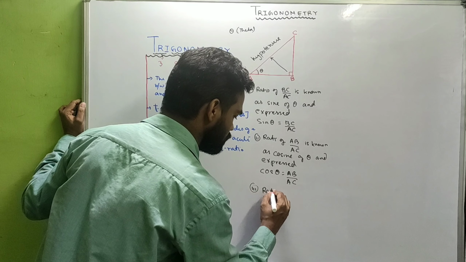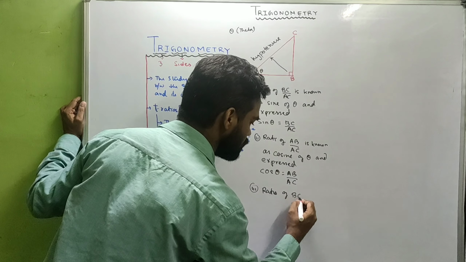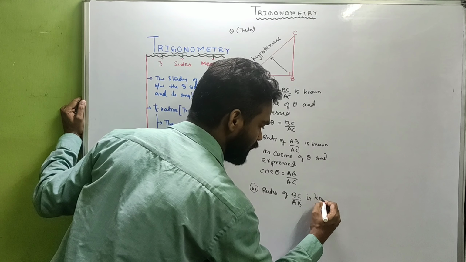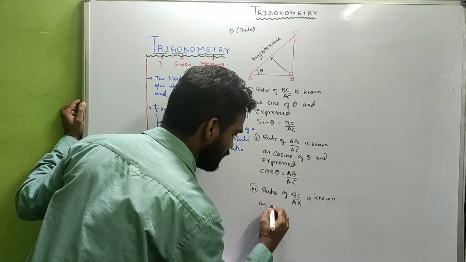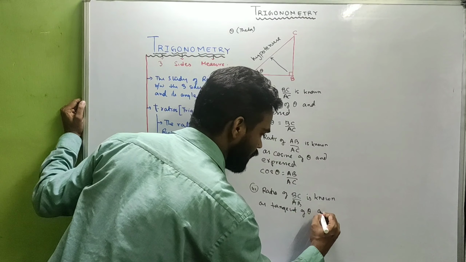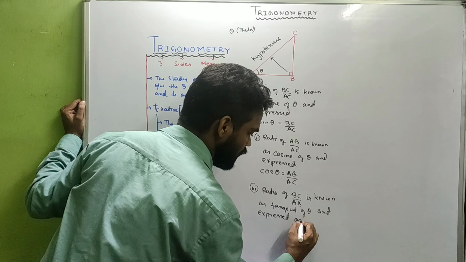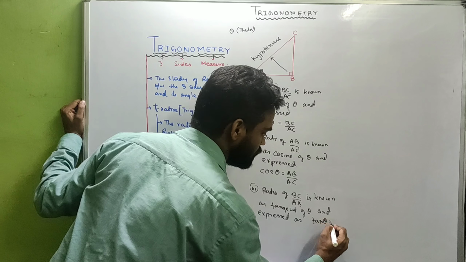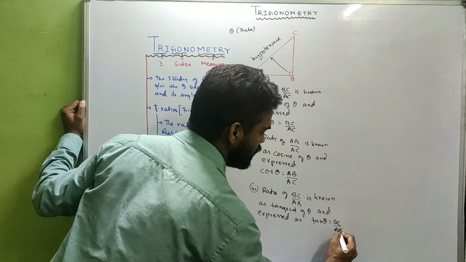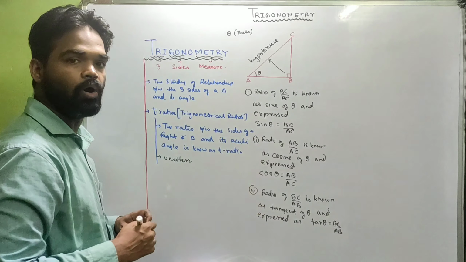Ratio of BC by AB is known as tangent of theta and expressed as tan theta equals BC by AB. Am I clear? Now we have the reciprocal of all these also.